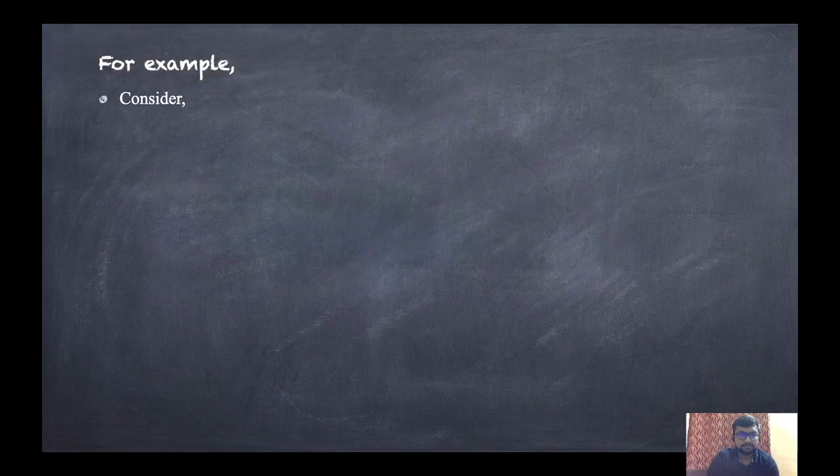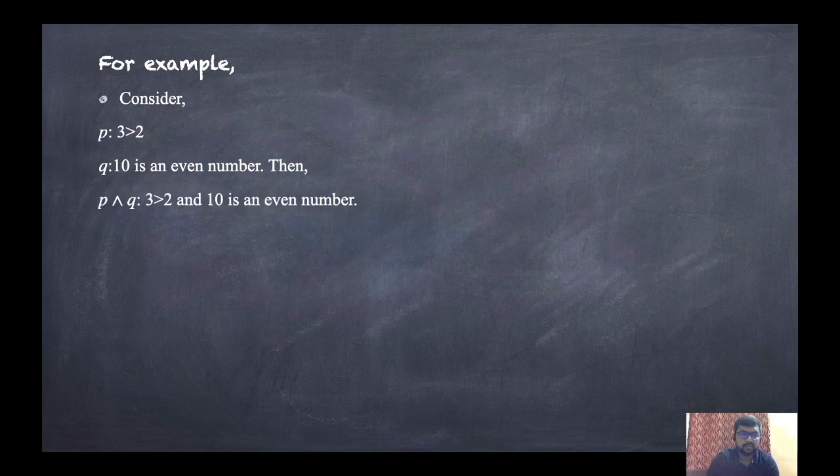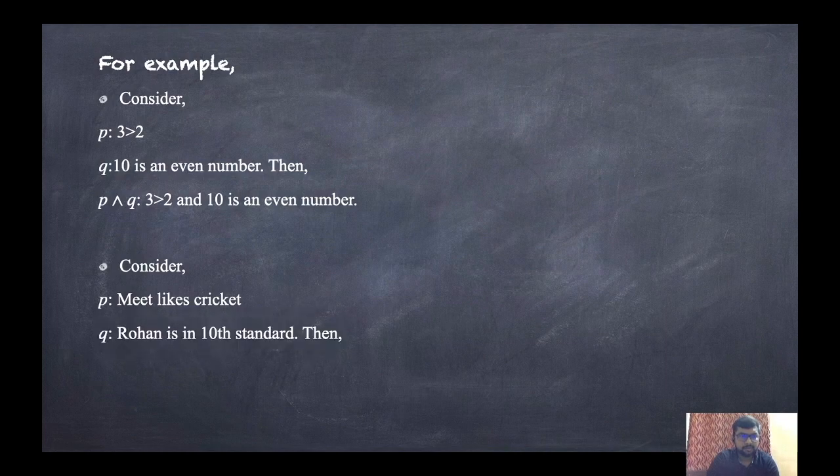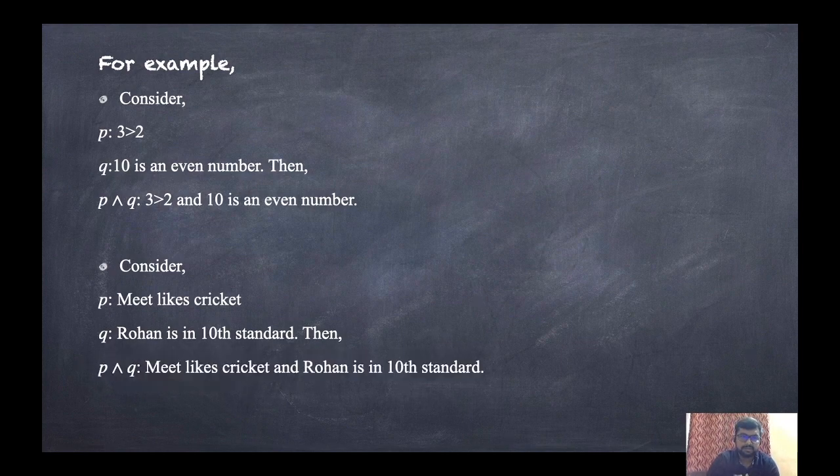For example, consider the first statement, P: 3 is greater than 2, and Q: 10 is an even number. Then what will be the conjunction? It means P and Q. So we simply add "and" in between these two statements. 3 is greater than 2 and 10 is an even number. Second one, P: Meet likes cricket. Q: Rohan is in 10th standard. Then what will be P conjunction Q? Meet likes cricket and Rohan is in 10th standard.